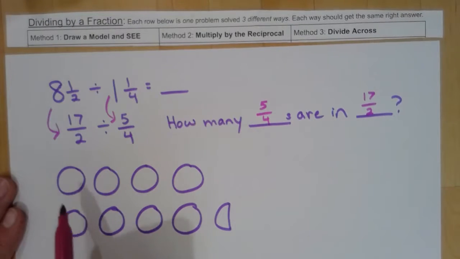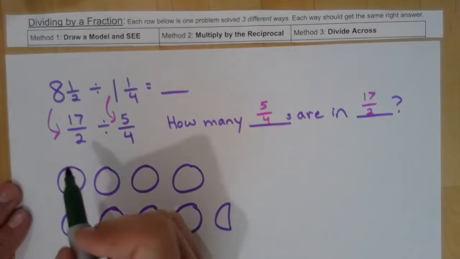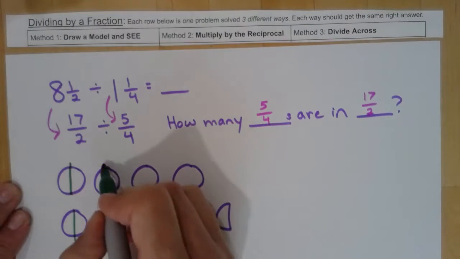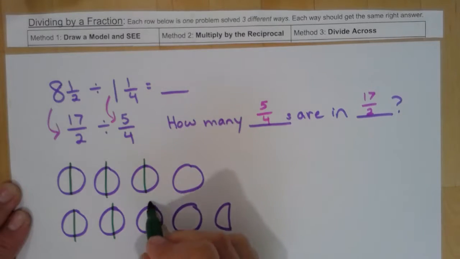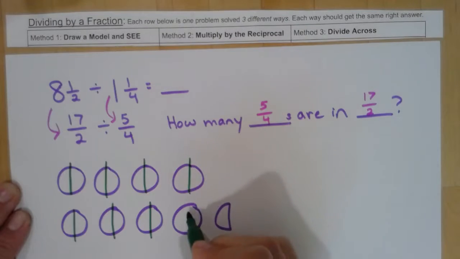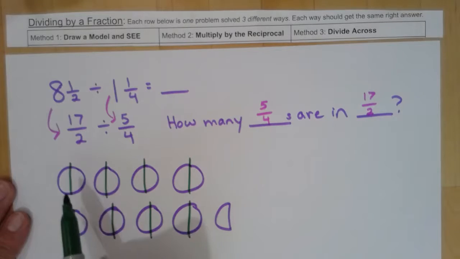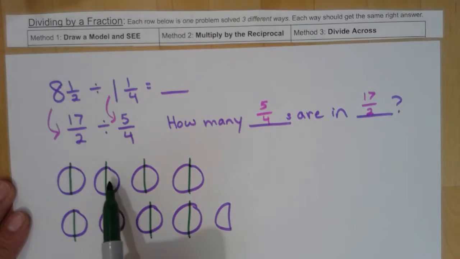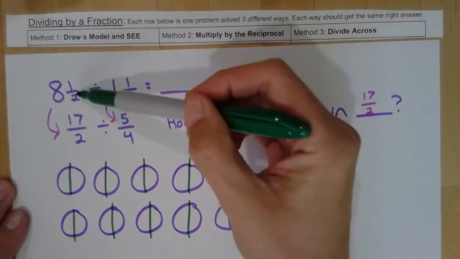So we have 8 1/2 here. Let's go ahead and split them up so we can see that what we really have is 17 halves. I'm going to prove to you that 8 1/2 really is the same thing as 17 halves. Do you see? 1, 2 halves, 3, 4, 5, 6, 7, 8, 9, 10, 11, 12, 13, 14, 15, 16, 17 halves. So these really are the same thing.